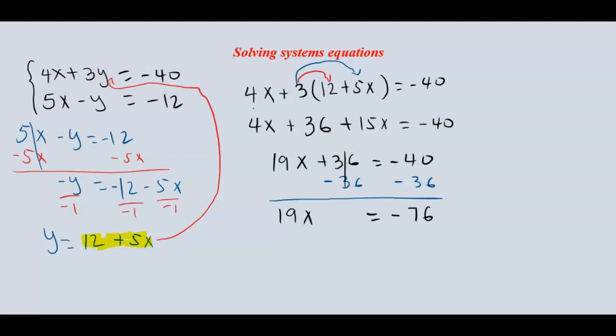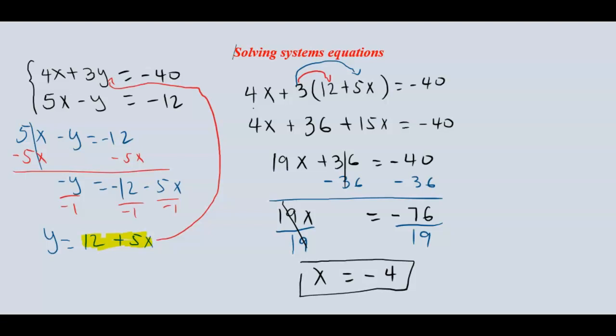Now, we can go ahead and divide both sides by 19 in order to get x by itself. Divide by 19 and divide by 19. So if you divide by 19, on the left side, 19 divided by 19 is 1. So you got x by itself, and negative 76 divided by 19 is negative 4. So that is the value for x.